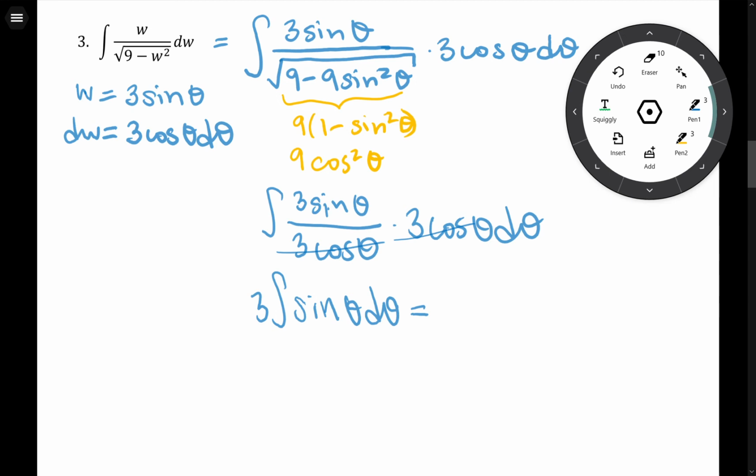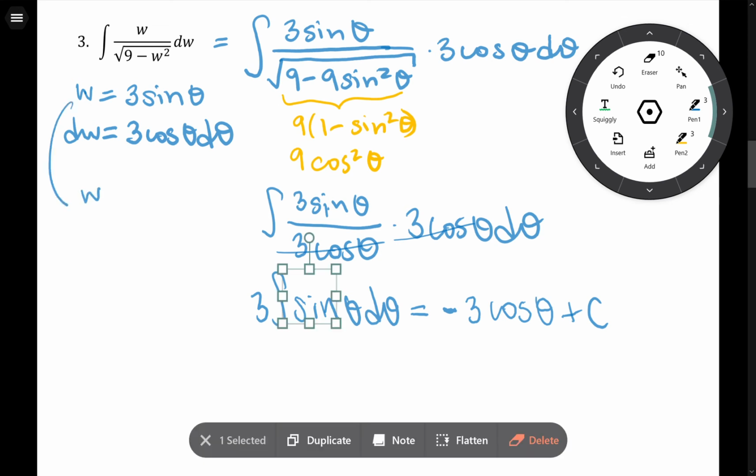The antiderivative of sine is going to be cosine, but when we take the derivative of cosine, we actually get minus sine, so we need an extra negative here, plus c. And then we're in pretty good shape. We've actually gotten to take the integral, but we need to get back to w's, and there's going to be a little bit of work to do here.